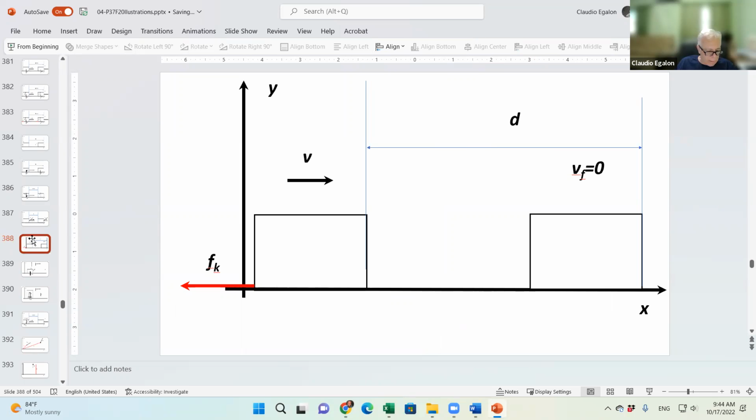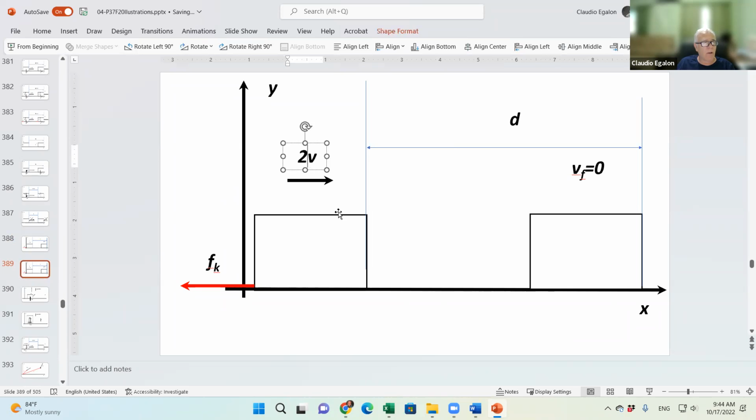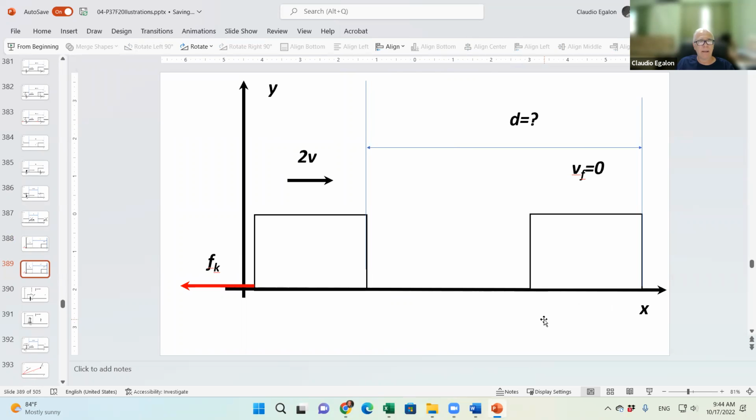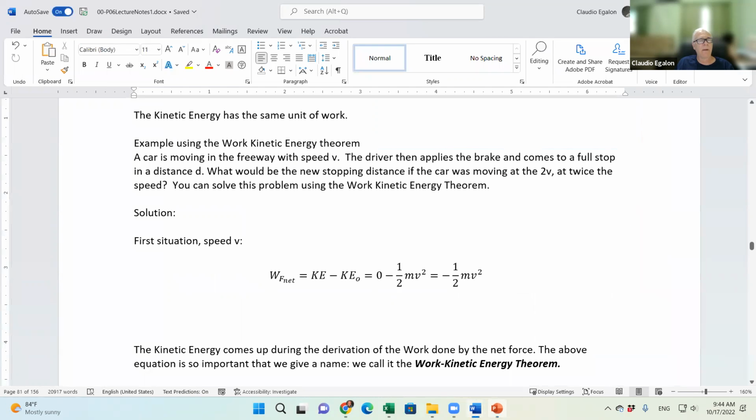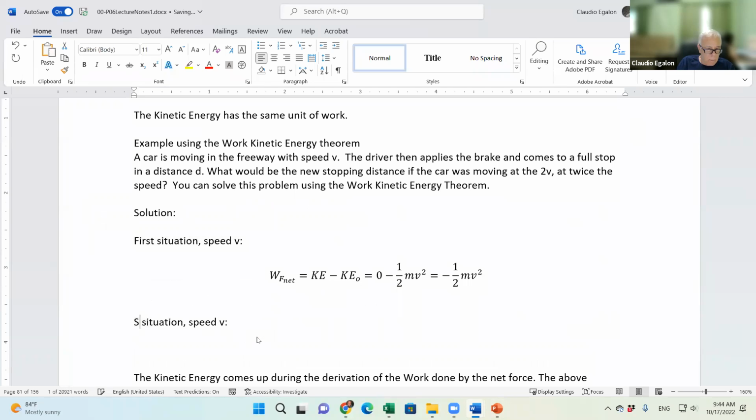So I'm asking, what if we had a different situation in which the initial velocity was twice v, right? What would be the stopping distance of the car? We can find that out using the work-kinetic energy theorem, right? Going back here, second situation, right? The speed is 2v. Initial speed is 2v.